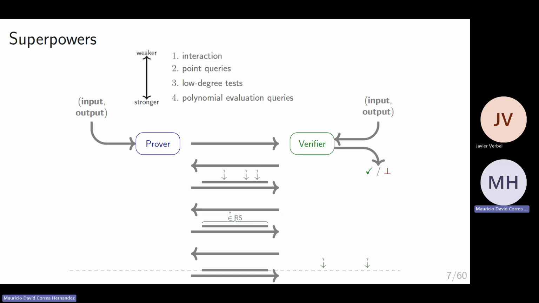And of course, depending on the superpower, your assumption is stronger or weaker. And so we're going to design a protocol that lives all the way at the bottom using polynomial evaluation queries, and then we're going to strip away superpowers until we get something almost boring, because in the end we want just a string of data.